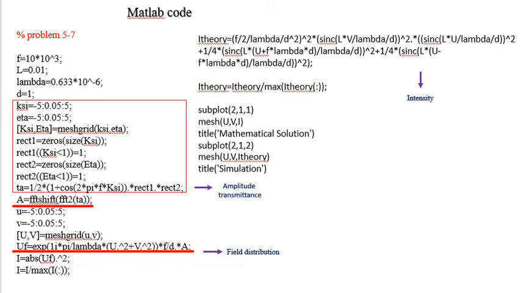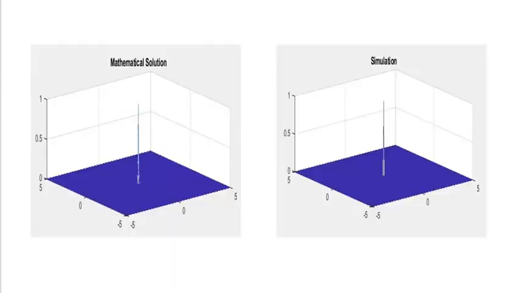By running this code, we can get these results, which will be like this. The left side is the mathematical solution and the right side is related to the simulation. As you can see, both results are near each other and the same.